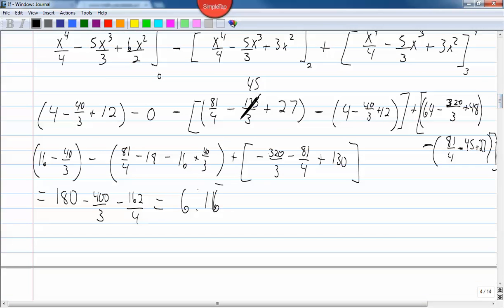This one, you end up getting 6.1666 repeating, or 6 and a 6th.